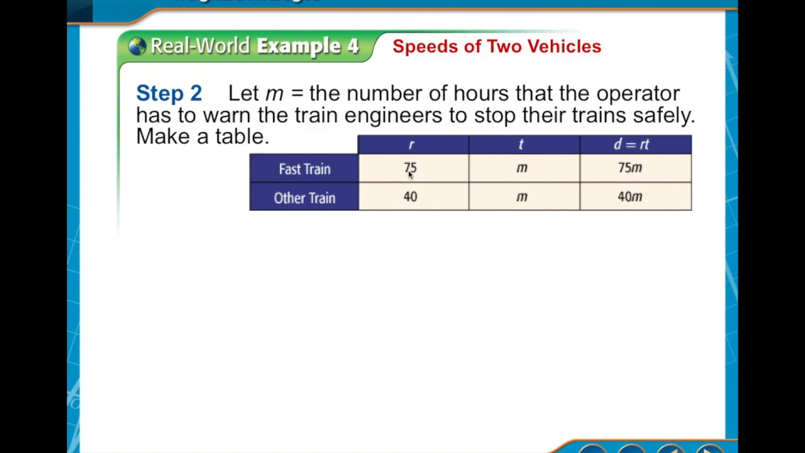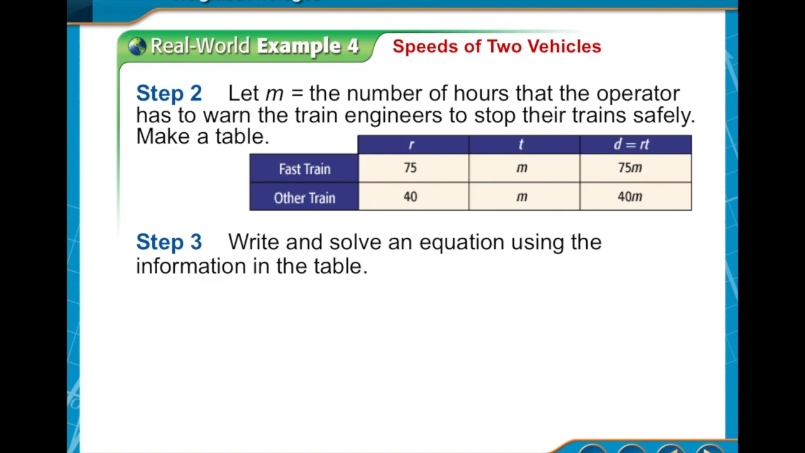So we'll multiply 75 for the fast train, miles per hour, times however long they have to warn them, which we don't know, m. That is going to equal 75m. That's going to be the distance. The other train, 40 times m, 40m. So we should have that table, and we can now understand what's happening there.